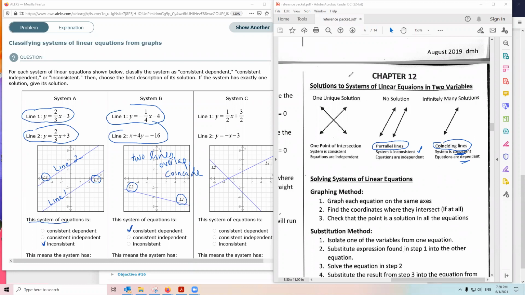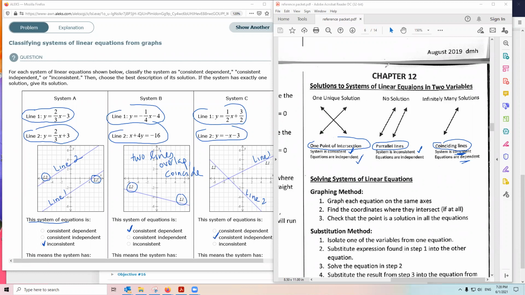All right, let's do one more. What about, here's line 1. So here's line 1, and here's line 2. And notice these two graphs just intersect. And if there's one point of intersection, it says here the system is consistent and independent. So consistent and independent, that's going to be this answer choice right there.